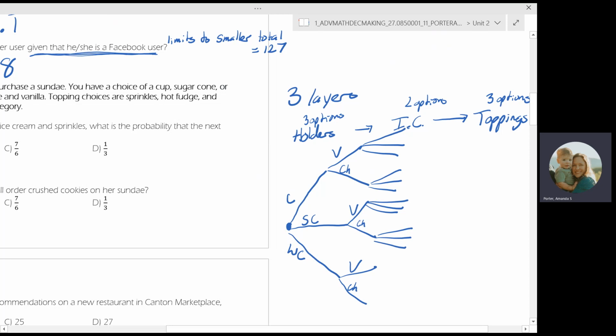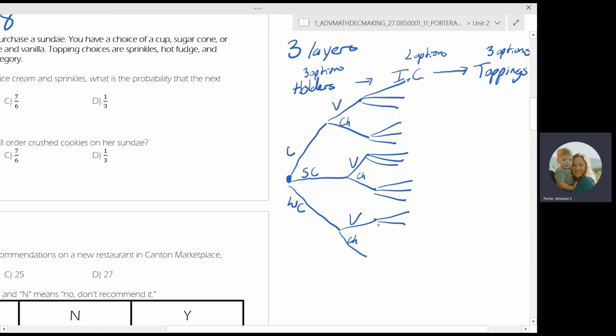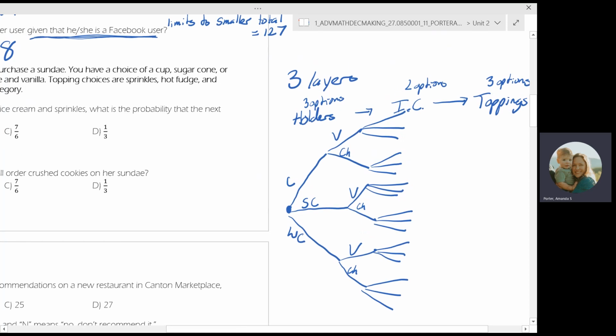And my trees are notoriously bad when I get out here, so just follow with me. Each one of these gets labeled with the same 3 groupings, right? You have sprinkles, you have hot fudge, and you have crushed cookies.